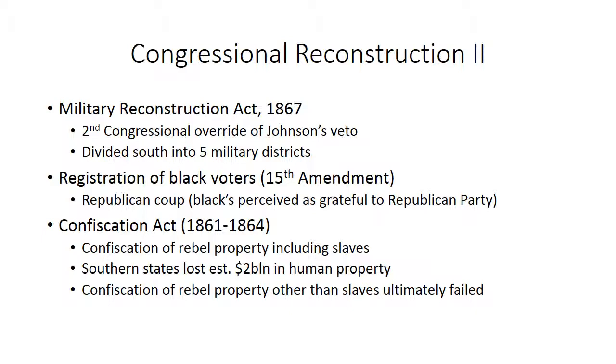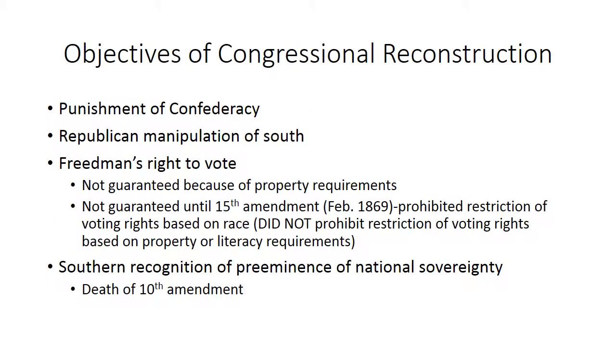Okay, and you see that the confiscation of the rebel property ultimately failed because nobody would enforce it in the South. Now, the objectives of Congressional Reconstruction we've talked about. Punishment of the Confederacy. The Republicans, particularly with the registration of black voters, was an attempt for the Republicans to manipulate the electoral process and maintain control of Congress. And it actually works extremely well, okay?